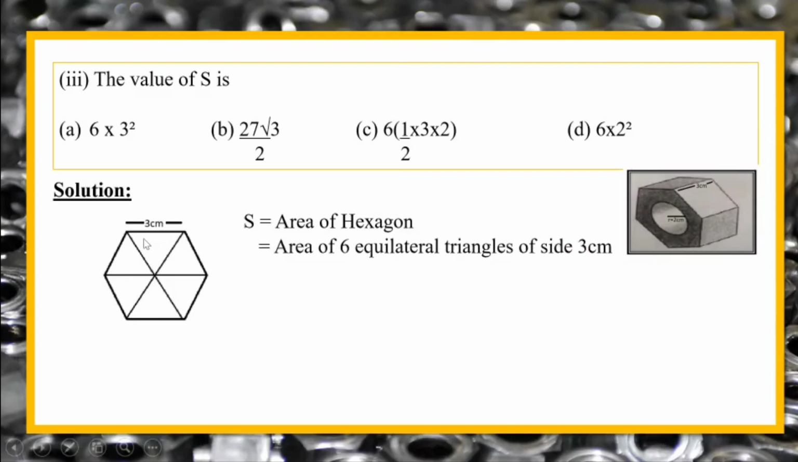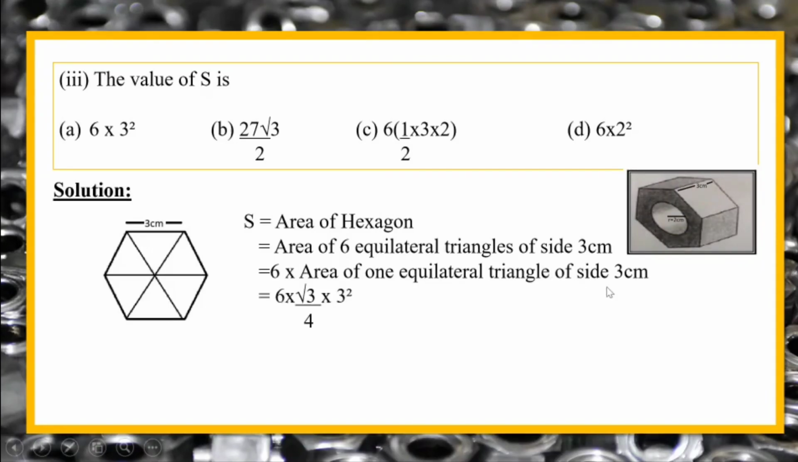So its area will be equal to area of 6 equilateral triangles of side 3 centimeters, which is 6 into area of 1 equilateral triangle of side 3 centimeters, which comes out to be 6 into root 3 upon 4 into 3 square, which finally comes out to be 27 root 3 by 2. So the answer is the B part, the correct option. So we can write that. So again, the third part is done.